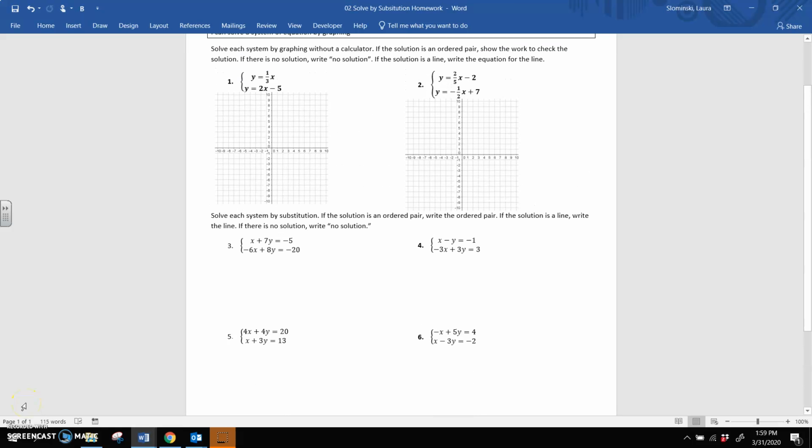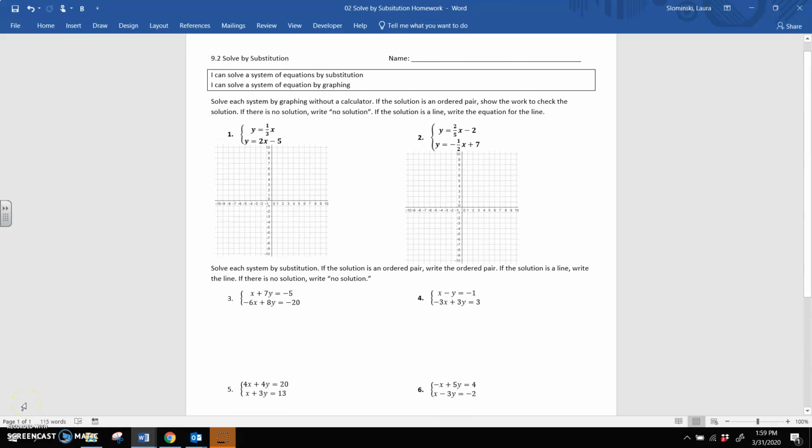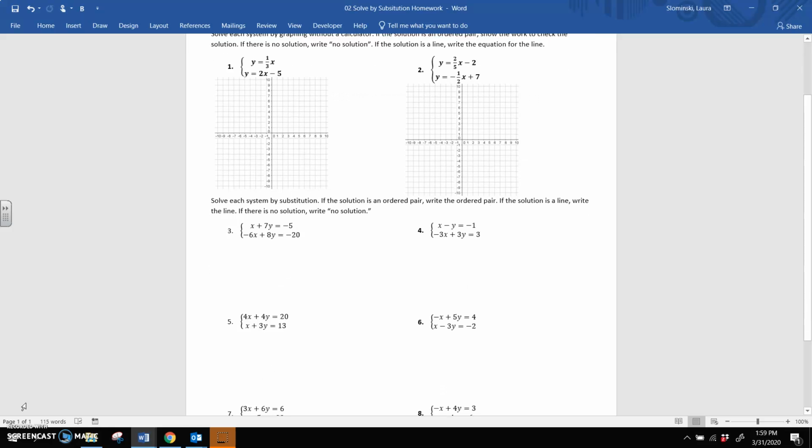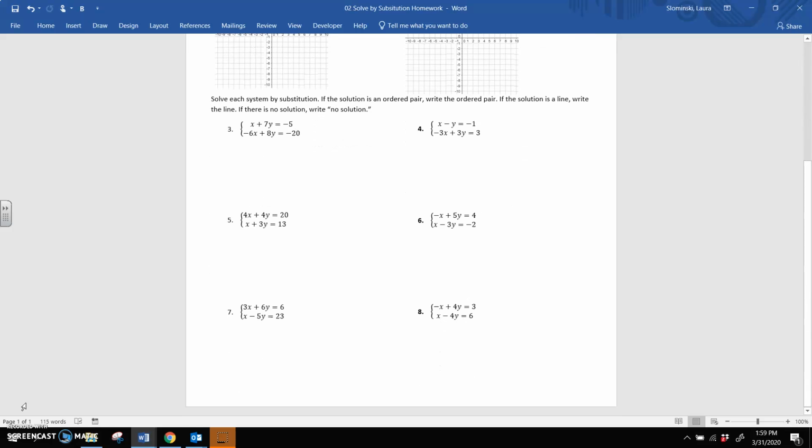In this video, I'm going to look at your 9-2 homework assignment, solving by substitution, and I'm going to do number 6. So again, when we solve by substitution, we look at the two equations given, and we figure out what the easiest variable is to solve for. So this is a good example of where when I see the bottom equation, I see that x is just a 1x, so that's going to be my easiest variable to solve for.